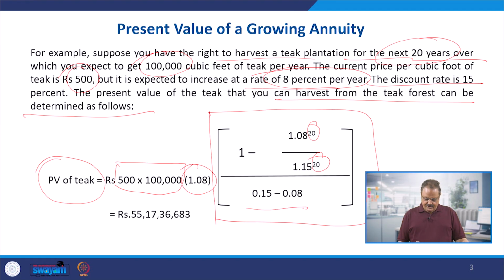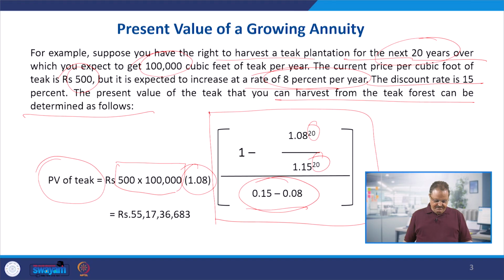So now you look at this, because R is different from the G here. R is 15% and G is 8%. So this model is going to work. But for example, if R is also 15%, G is also 15%, this model will not work, because ultimately there is no change going to be, and the growing annuity model will not work. So finally, when you calculate this value here, the present value of the growing annuity would be how much?